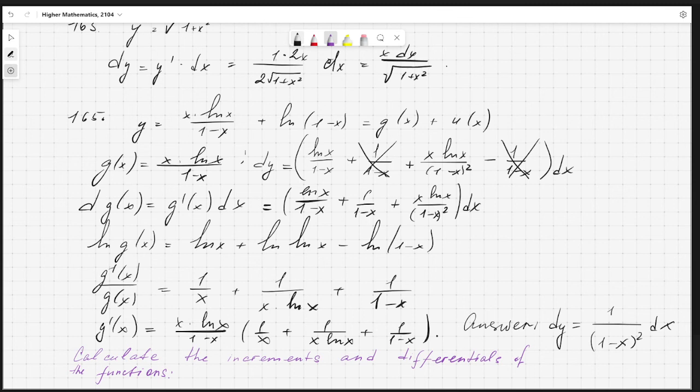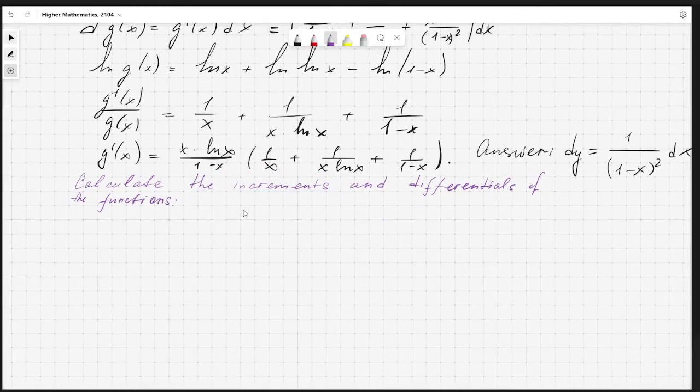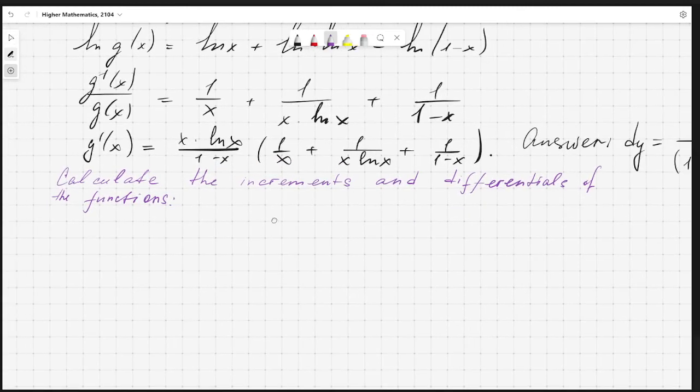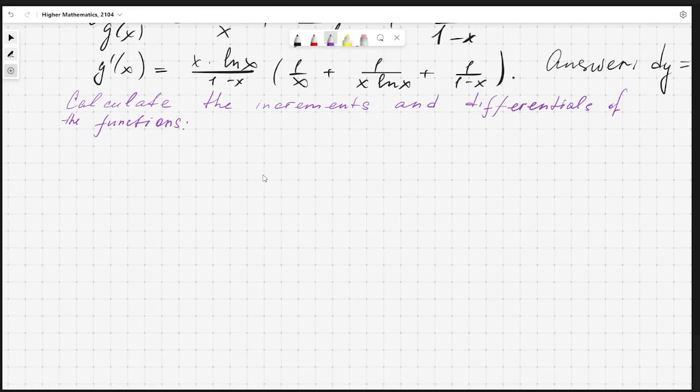Okay, is it clear? Just find the derivative and multiply by the differential of x. Clear, yeah. Okay, and then we must calculate the increment and differentials of the function.